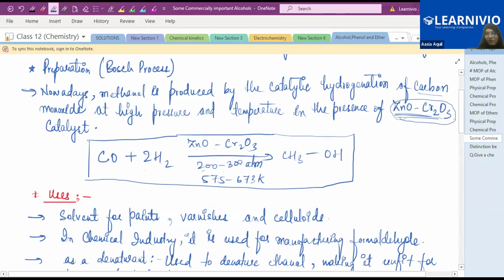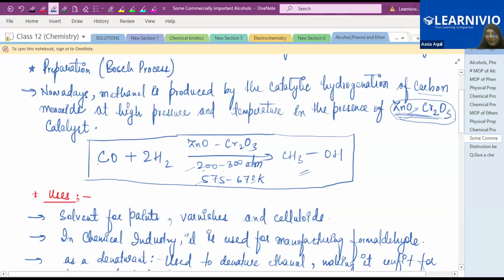oxide, your chromium oxide, Cr2O3, this mixture. So you just use this catalyst, zinc oxide and chromium oxide, at 200 to 300 atmospheric pressure and a temperature range of 575 to 600. So this carbon monoxide will undergo hydrogenation. There will be addition of hydrogen and you will get the corresponding methanol, CH3OH, right?